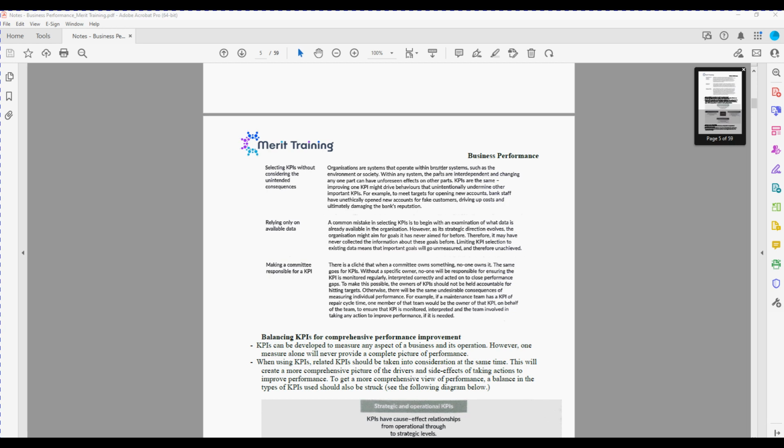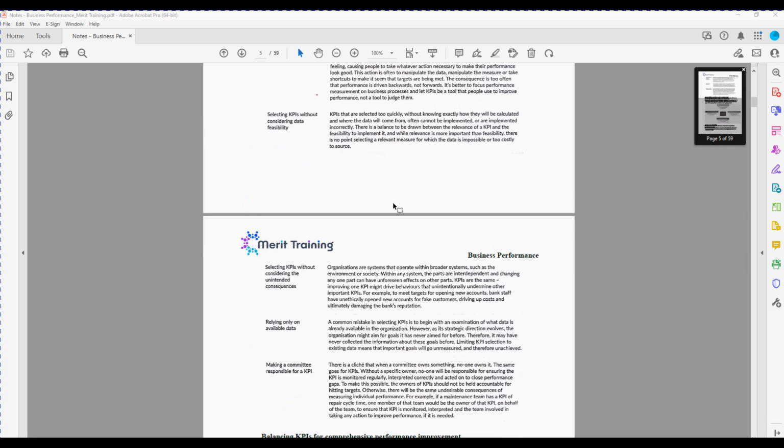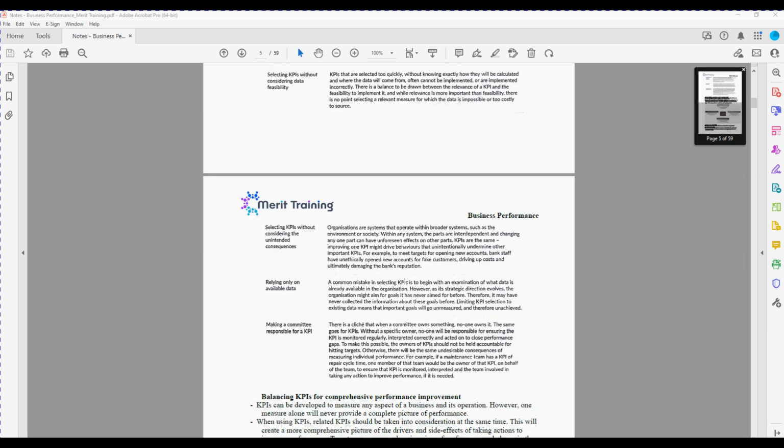Next is relying only on available data. This kind of contradicts an earlier point, which is without considering data feasibility. But if you only consider the data available in the organization, then you may be limiting yourself from an important KPI. So whilst it is good as a starting point in terms of what data you have, you should also consider, okay, what else do we think is really important that we don't have access to data for, because we might need to spend money or time setting up a new data source. But if it is important enough, then we should really consider it.